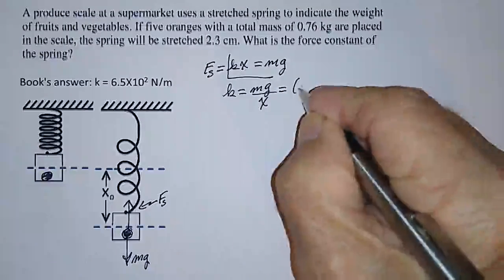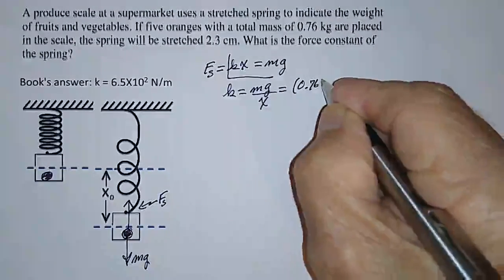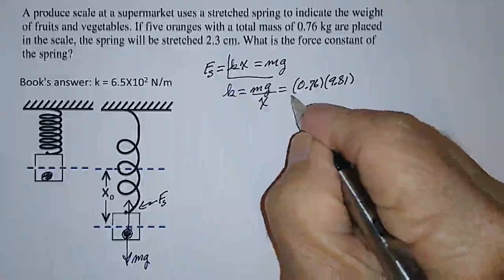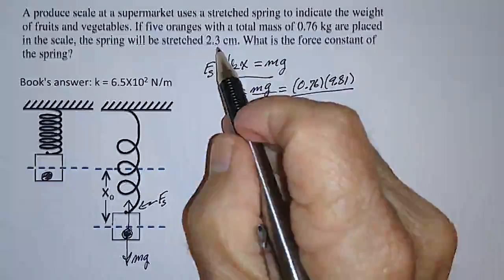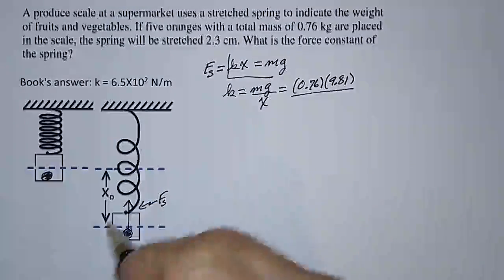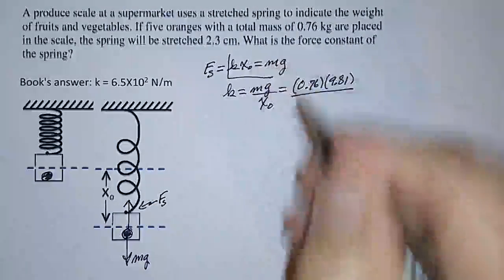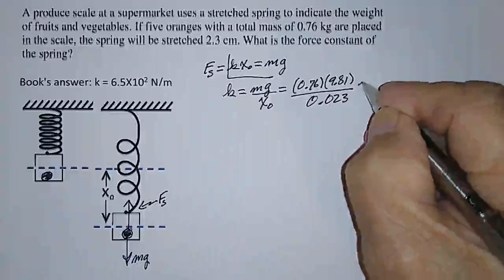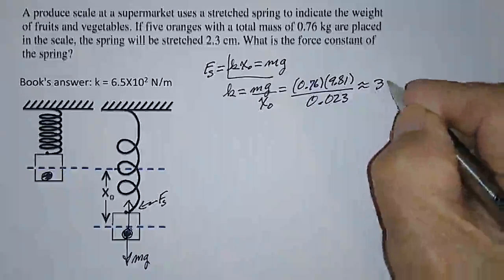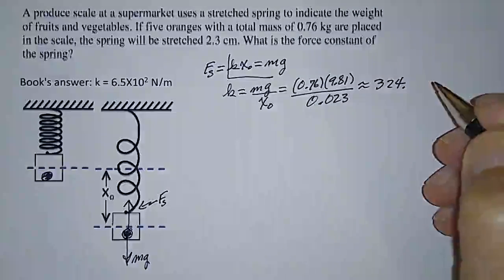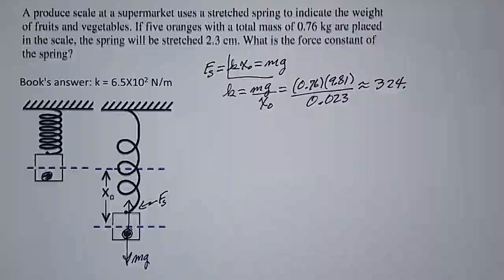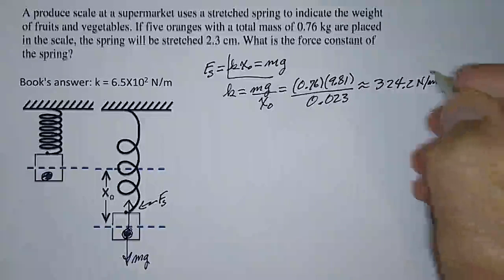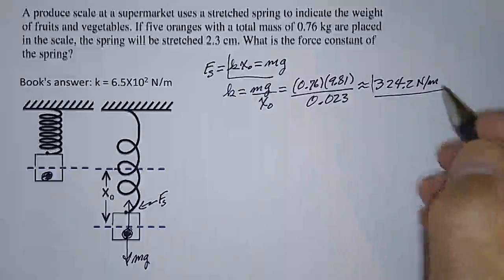And if you plug in the numbers, you got 0.76 kilograms, 9.81 meters per second squared, divided by the distance that it stretches it, make that x naught, and that's equal to 0.023 meters, and that works out to be approximately 324.2 newtons per meter. So that's the correct answer.